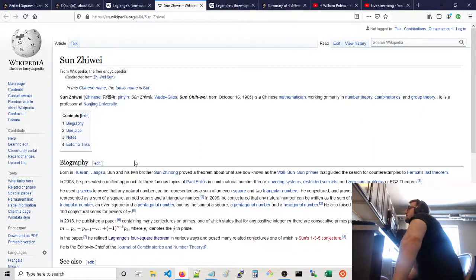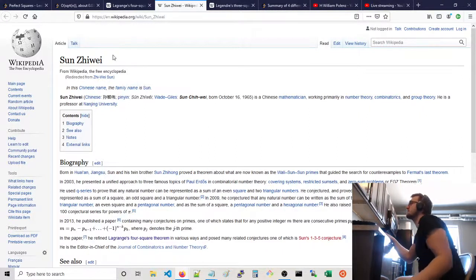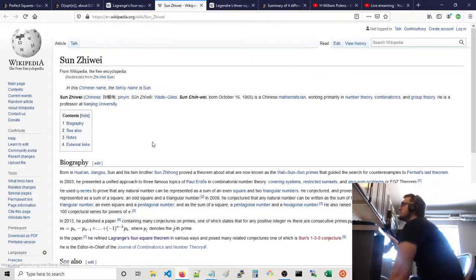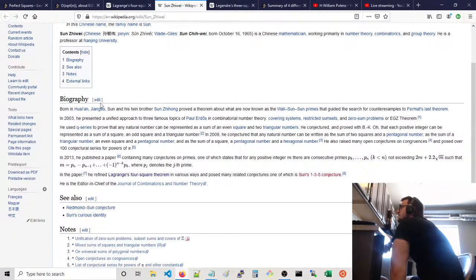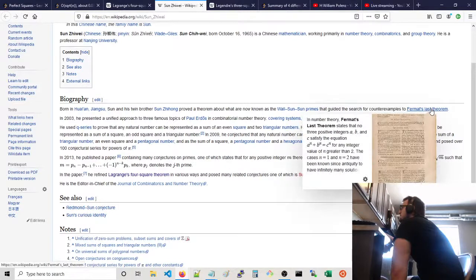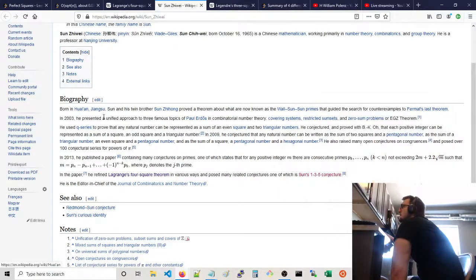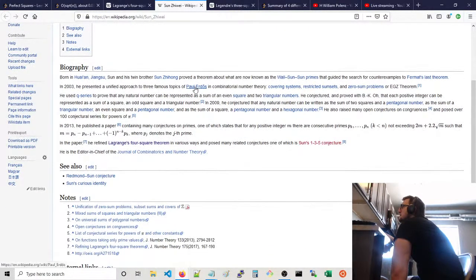1963. Number theory, combinatorics, and Sun Zhiwei. Group theory, professor at Nanjing. His twin brother proved a theorem about what are known as the Wall-Sun-Sun primes, which guided the search for counterexamples to Fermat's last theorem. Erdős's combinatorial number theory, covering systems, restricted sumsets and zero-sum problems. EGZ.